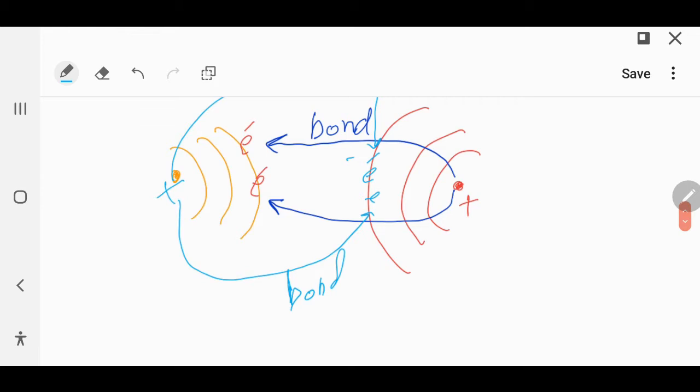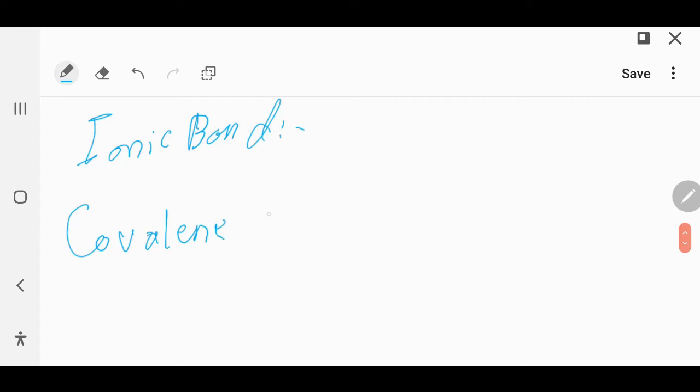And as we said, we're going to talk about two types of chemical bonding. First one is ionic bond, and the second one is covalent bond. Ionic bond. It is a result of attraction between cations and anions.